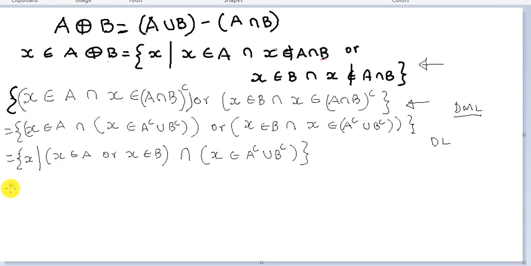What's the next step then? And you see here, apply again De Morgan's law in this step, right? Apply De Morgan's law in this step. So X such that X or union B means what? X belongs to A union B, right?